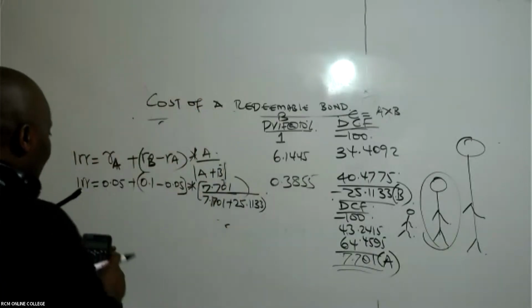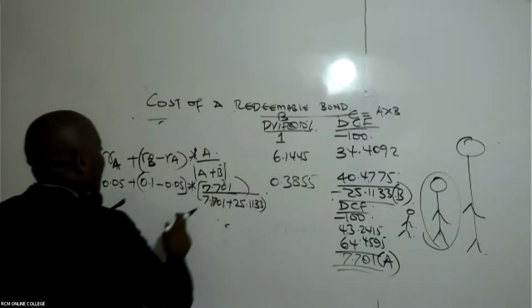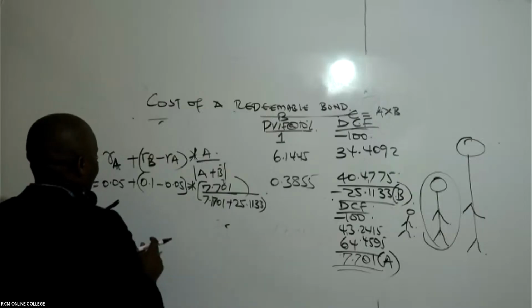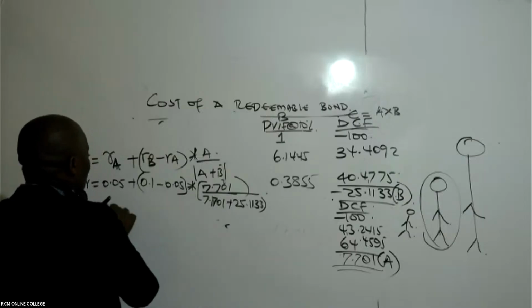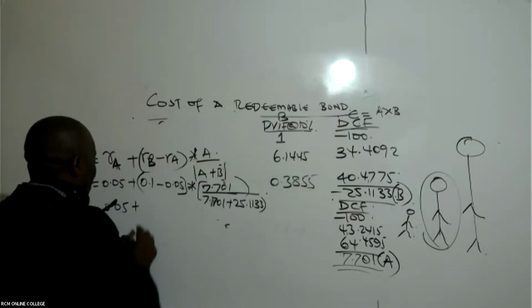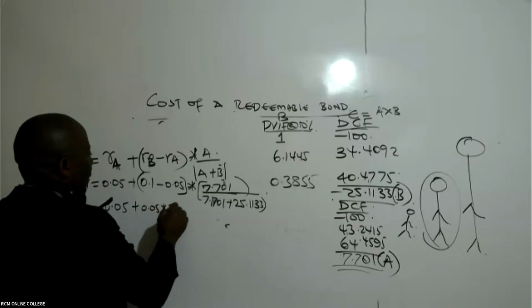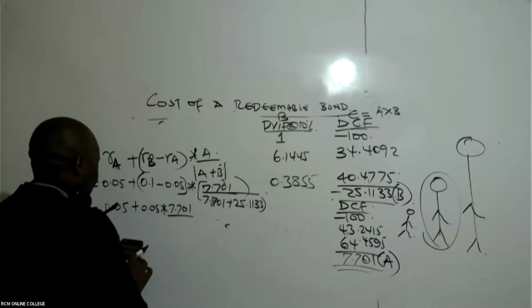So what do we have? If I'm the one doing this, I can begin with the numerator, or even the bracket. So on top of 0.05 plus 0.1 minus 0.05, we have 0.05 times 7.701 over 7.701 plus 25.1133 equals.